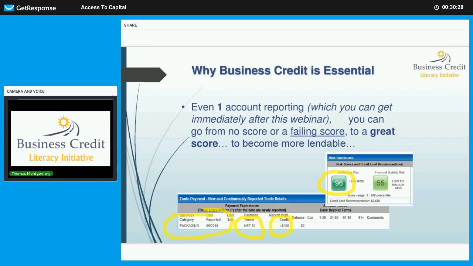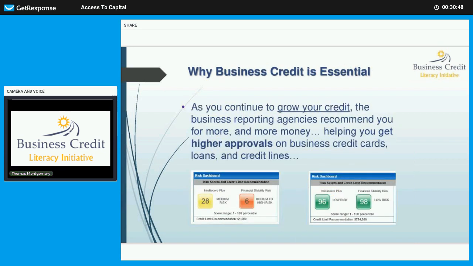Well, it did drive up the score because we illustrated good payment history, but what we haven't done much is increase our credit limit recommendation. It went from 1,000 to 2,500. 2,500 is better than 1,000. That means you could get 2.5 times as much credit, most likely. But let's take it one step further.